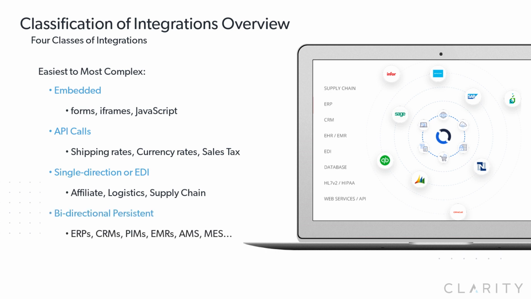Finally, we have the typical full, bidirectional and persistent integrations with your back-office applications, such as your ERP, CRM, or fulfillment software. This feature of Connect is where we can fully integrate and automate all of your back-office business processes with your front-office website, storefront portal, and more.